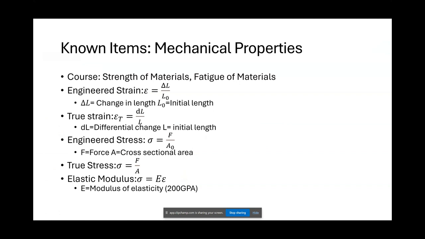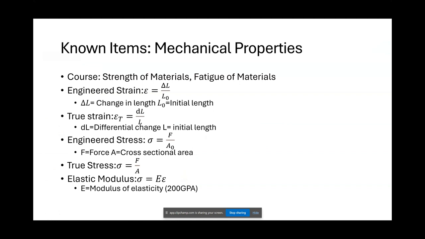So our engineered strain, which is the change in length over the initial length, and then we have the true strain version of that as well. Then we have the engineered stress, which is the force over the cross-sectional area, and then the true stress version of that as well. Alongside that, we have our elastic modulus. Our constant in this is the modulus of elasticity, which is 200 GPa.